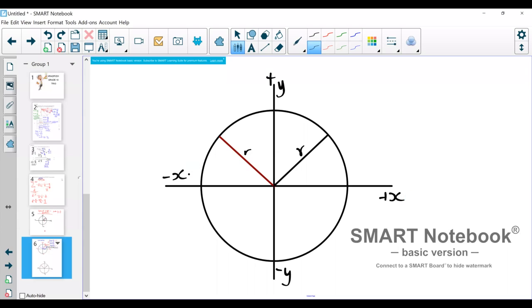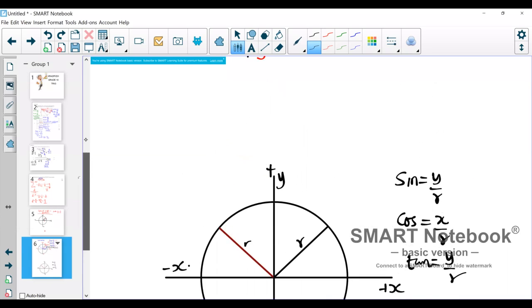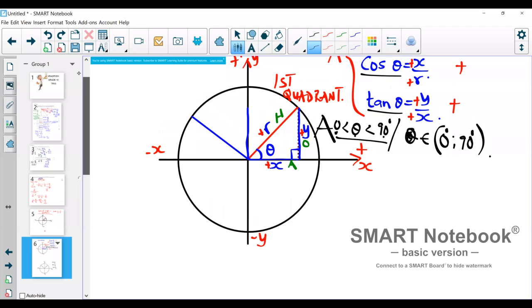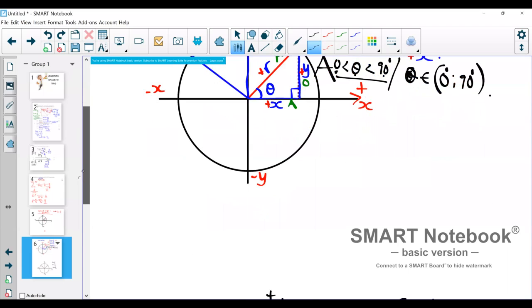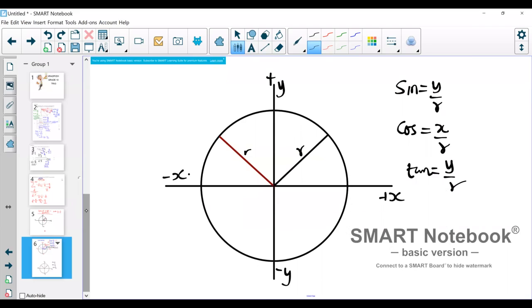What was sine here? Sine is y over r. What is cos? Cos is x over r. And what is tan? Tan is opposite over adjacent, y over x. Okay, let's confirm again. Y over r, x over r, and y over x. Y over r, x over r, and y over what? X. Okay. So I'm writing the first quadrant here. The first quadrant: positive over positive, positive over positive, positive over positive.